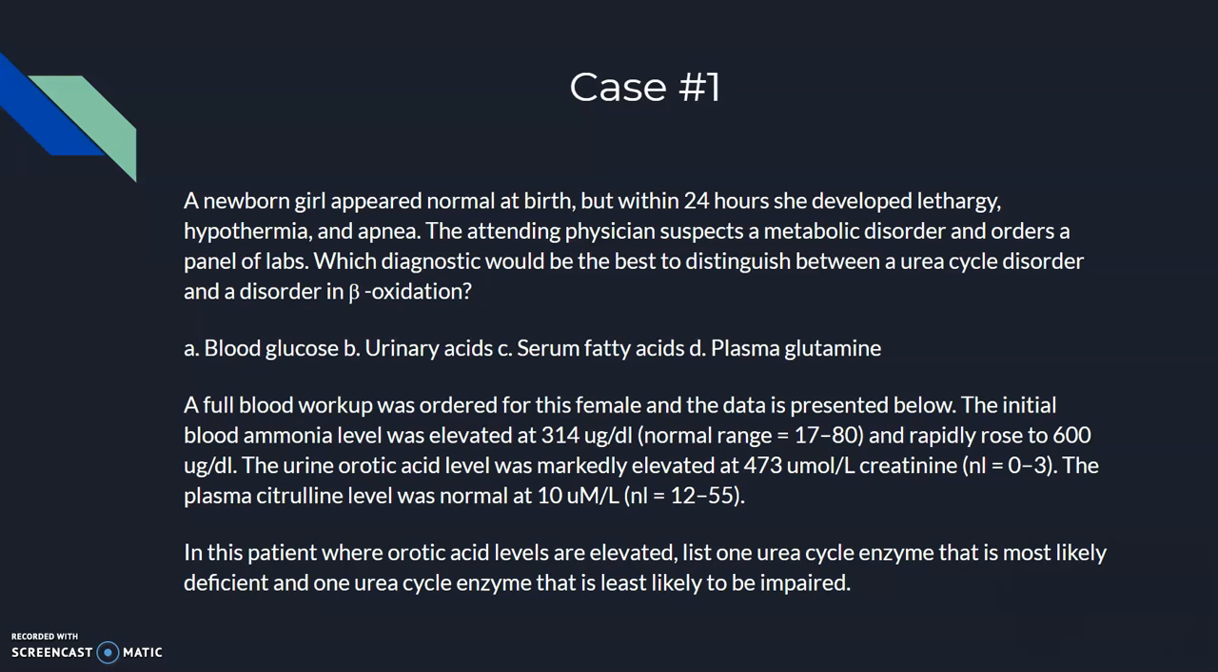The urine uric acid level was markedly elevated at 473 micromoles per liter creatine, and the normal level is 0 to 3. The plasma citrulline level was low at 10, and the normal level is from 12 to 55. In this patient where uric acid levels are elevated, list one urea cycle enzyme that is most likely deficient and one urea cycle enzyme that is least likely to be impaired.